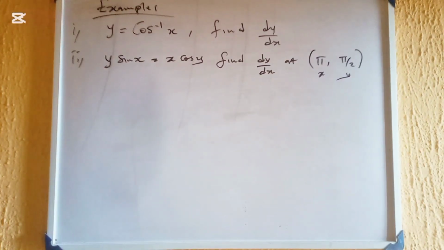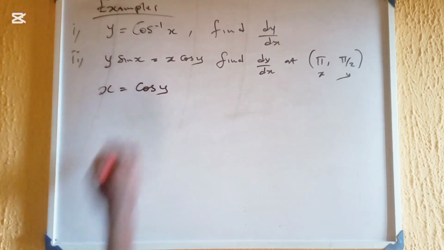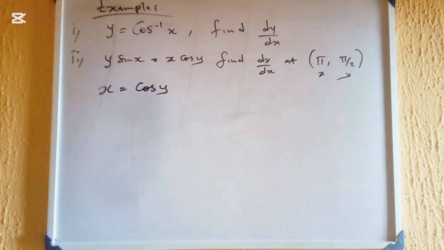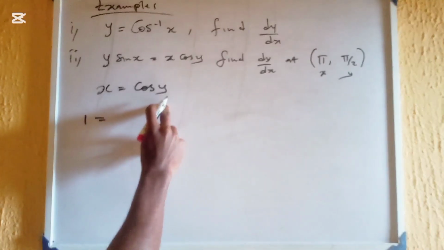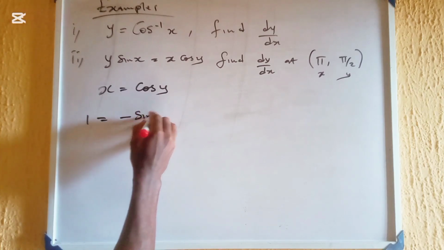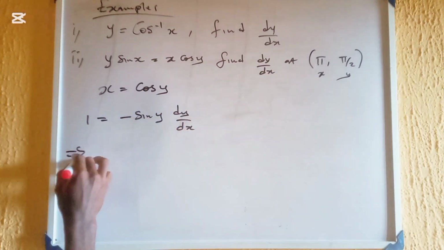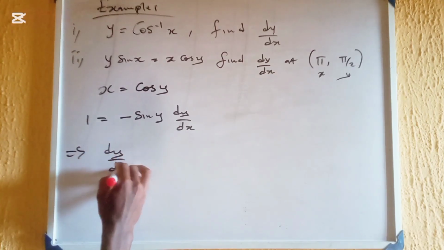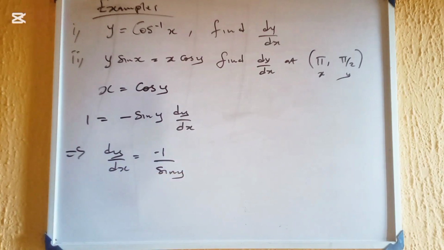Now, for the first one, we are asked to get dy/dx. What do we do? We make x the subject of the formula. So we are having x is equal to cos y. What else do we do? We differentiate y with respect to x. So in that case, we'll be having 1 is equal to, when you differentiate cos y, you have minus sin y into dy/dx. This implies that dy/dx is equal to minus 1 over sin y.